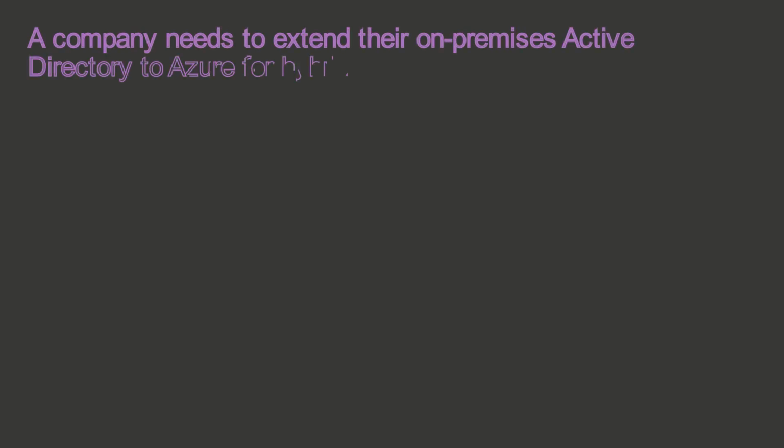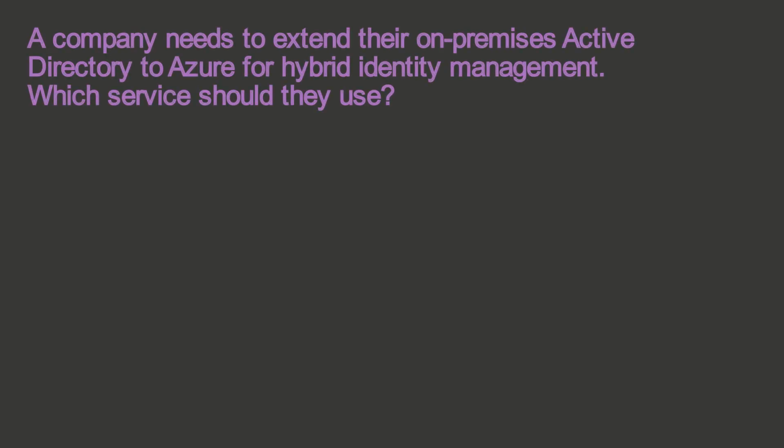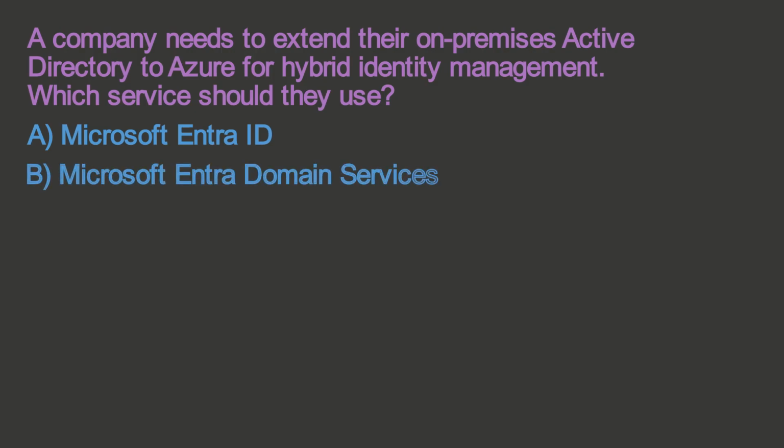A company needs to extend their on-premises Active Directory to Azure for hybrid identity management. Which service should they use? A. Microsoft Entra ID. B. Microsoft Entra Domain Services. C. Azure Active Directory Connect. D. Azure Policy.